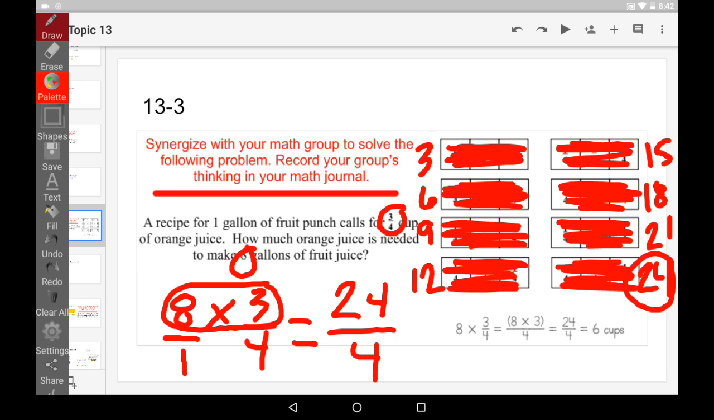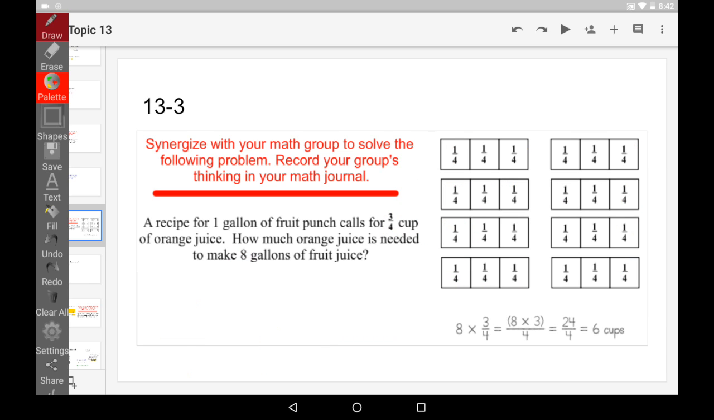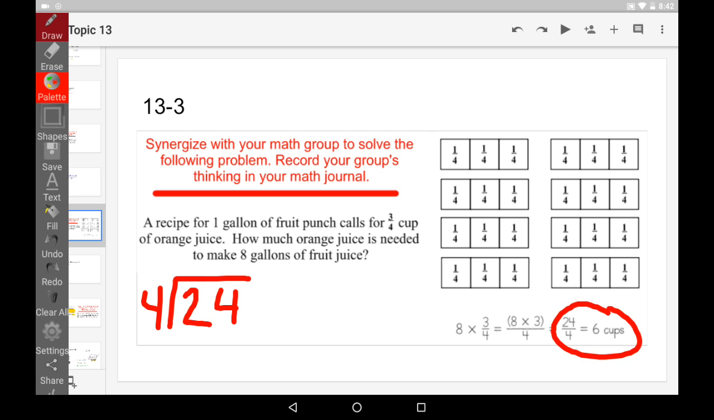And I'm going to clear some stuff here to make some room. Right here is where we have our 24/4 and our 6 cups. If you remember, 24/4 is an improper fraction, which we should divide, right? That's 6, and we get 0. So that's where our 6 cups comes into play here.